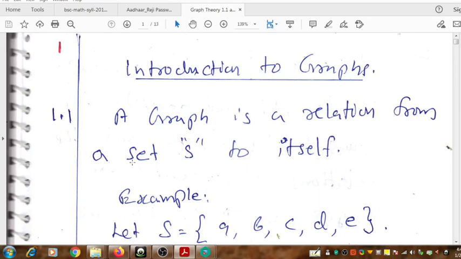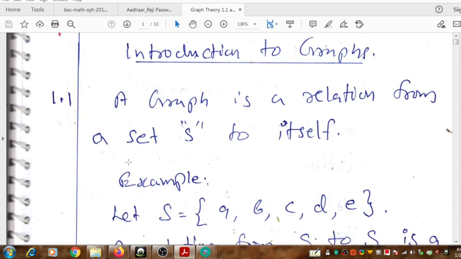Welcome to an introduction to graphs. A graph is a relation from a set S to itself.